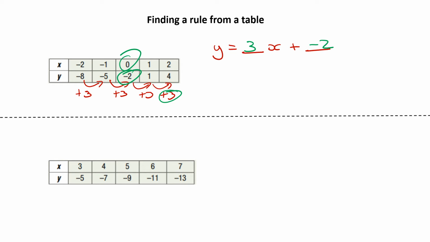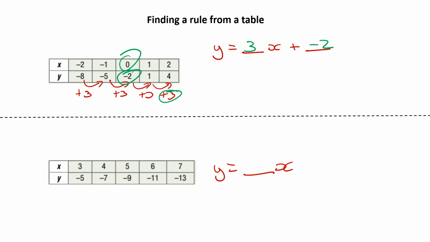So if we now look at the next example, what we don't have is a value where x equals 0. So we're going to have to show you a different way to do that. But let's first write this as y equals something x.